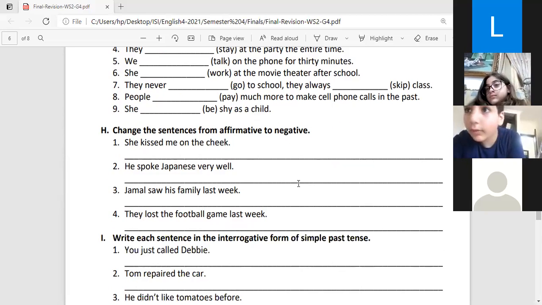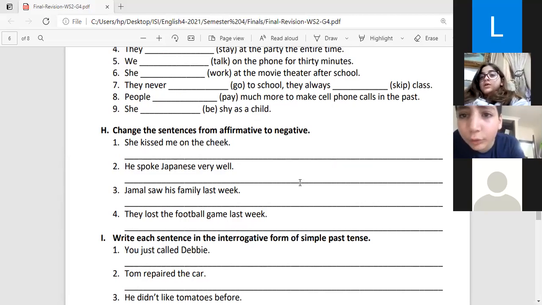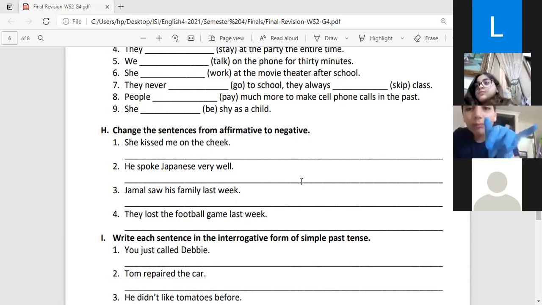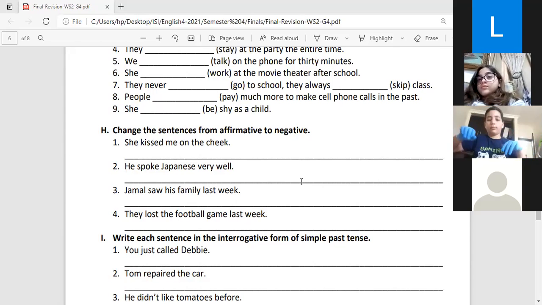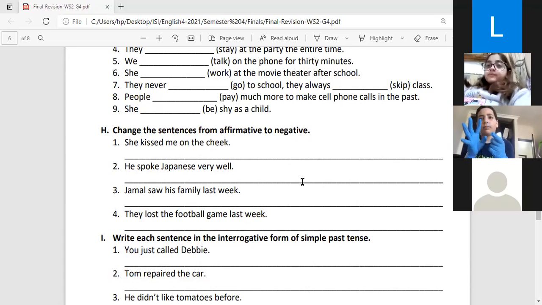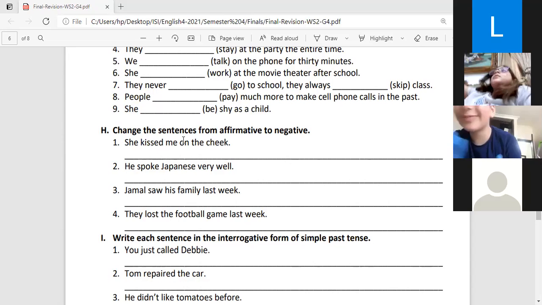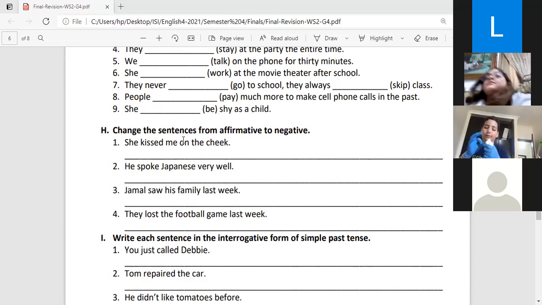Letter H, change the sentences from affirmative to negative. We have 2 more minutes. Yes, I know. Don't worry, guys. If we're not going to be able to finish the whole worksheet, when we go back to school on the last weekend for revision, we're going to continue it. But please try to solve it by yourself, and I'm going to upload the solution tomorrow on the Padlet.